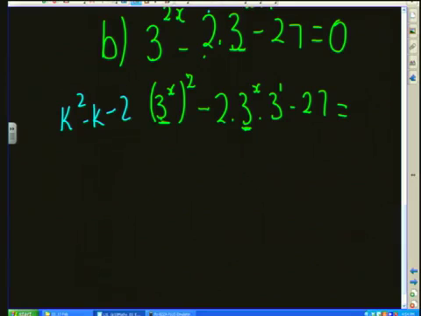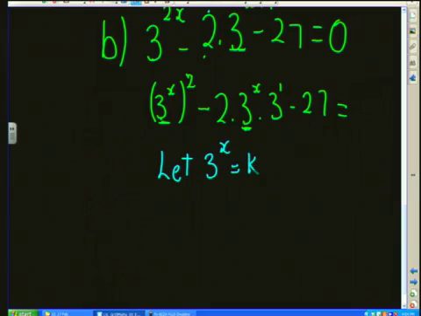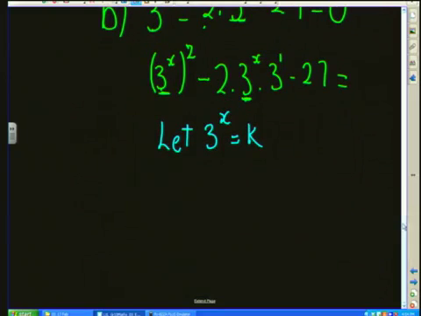So what I'm going to say, and for those of you who are seeing this for the first time, well, it's good, because now you know something that everyone else doesn't know. We're going to say let 3 to the x equal k. All right. Now, the reason I'm introducing this other variable is just to make it look more like something you guys would have seen before.